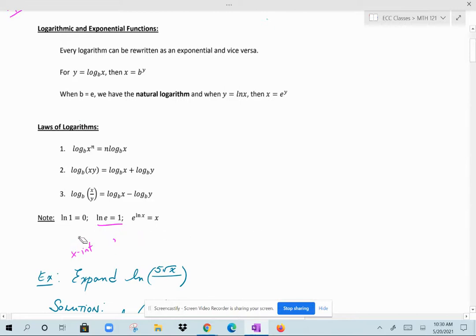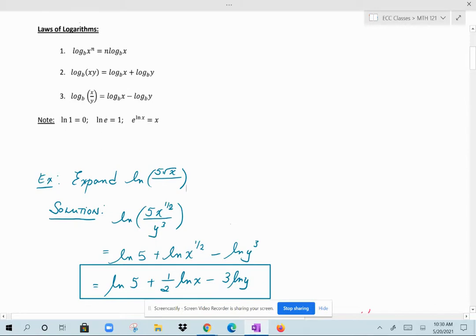Okay, so let's practice using these laws to expand a logarithm. Here, something got erased. We have the natural log of 5 root x divided by y cubed. First thing I did was rewrite the radical as 5x to the 1/2 divided by y cubed. I'm going to be using all three of these laws because I see that I have exponents associated with the x and the y. I have a product in the numerator, and I have a quotient overall.